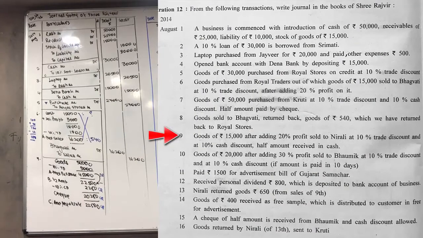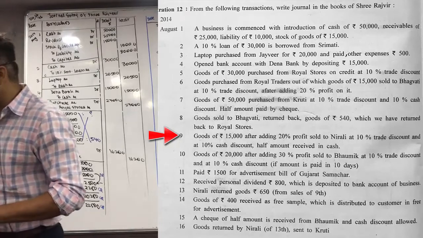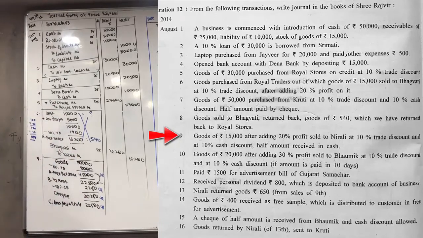Goods of 9th one. Goods of 15,000 after adding 20% profit sold to Nirali at 10% trade discount, 10% cash discount. Half the amount received in cash. Goods of 15,000. So cost.